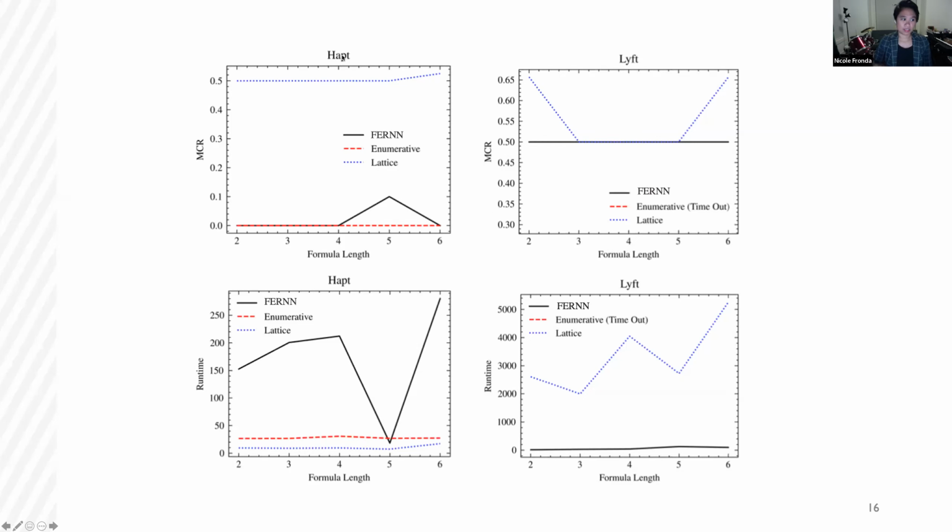For this HAPT data set, we see that Fern yielded a lower MCR, which is better than the lattice method, and as good MCR as the enumerative method on most lengths. However, it did have a much higher runtime than the other two methods. For the larger lift data set, we see that Fern yielded as good or better MCR than the lattice method, and it was able to do this actually at a quicker runtime than the lattice method. And the enumerative method wasn't able to produce results before timing out.